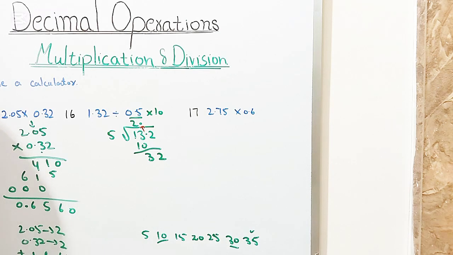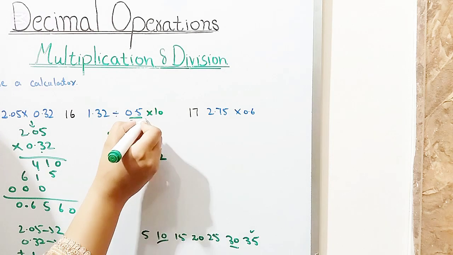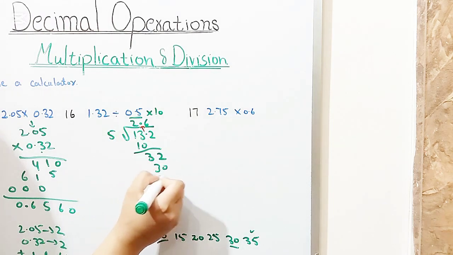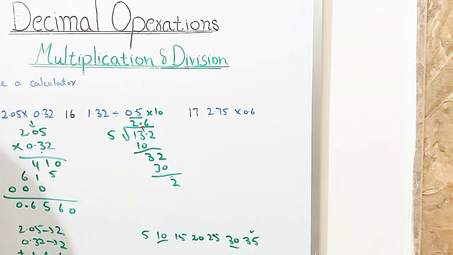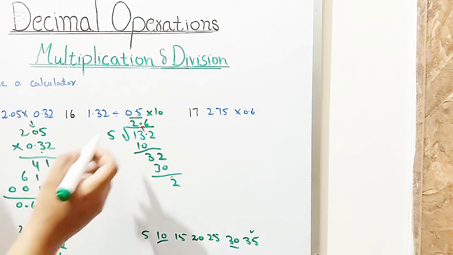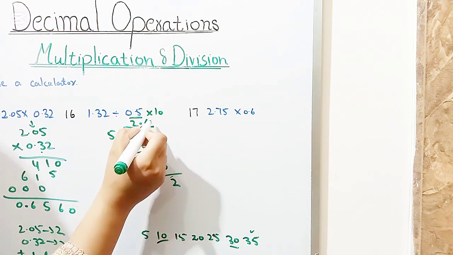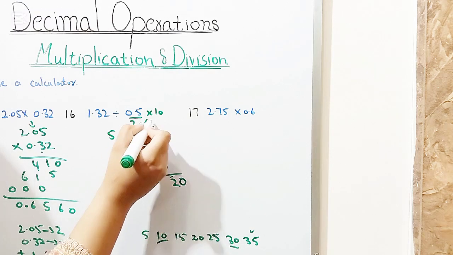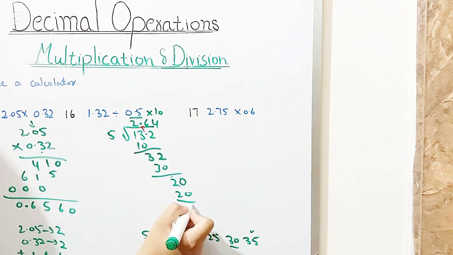I will use 30. 5 6s are 30. Now 2 is the remaining, but the decimal is already placed here, so I will write 0 there. 5 4s are 20. Then my value 2.64 is the final answer.